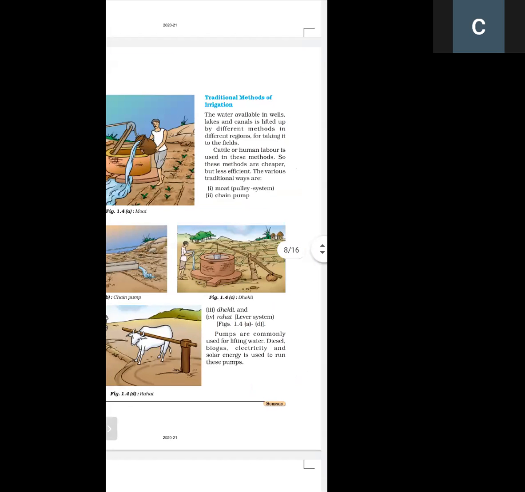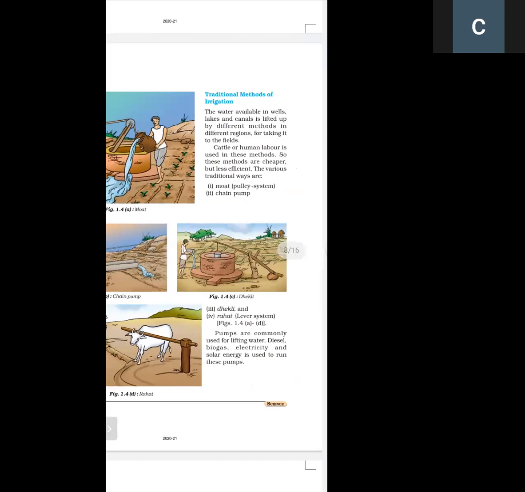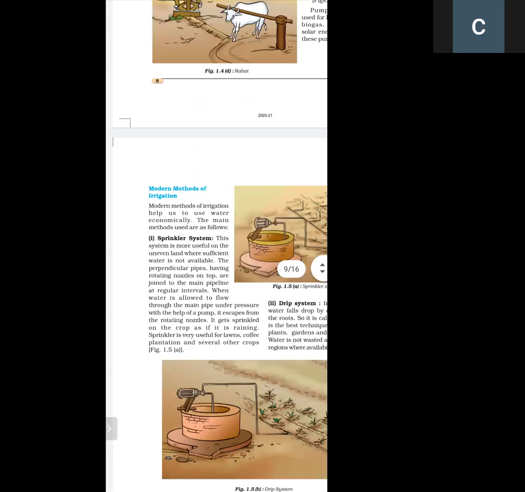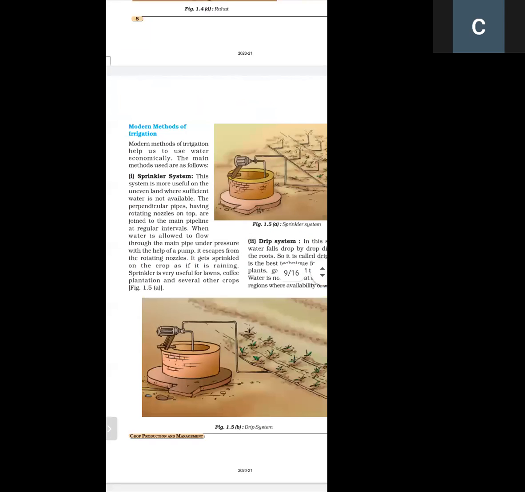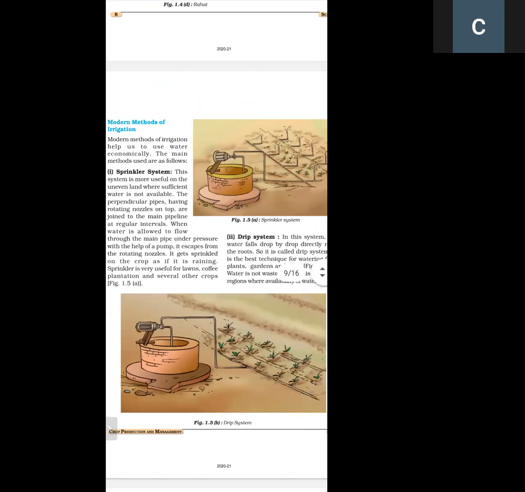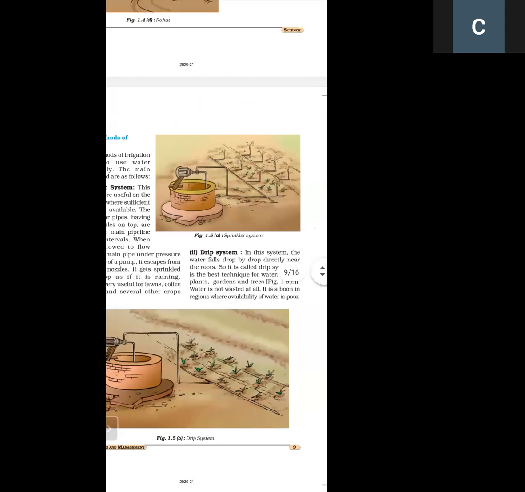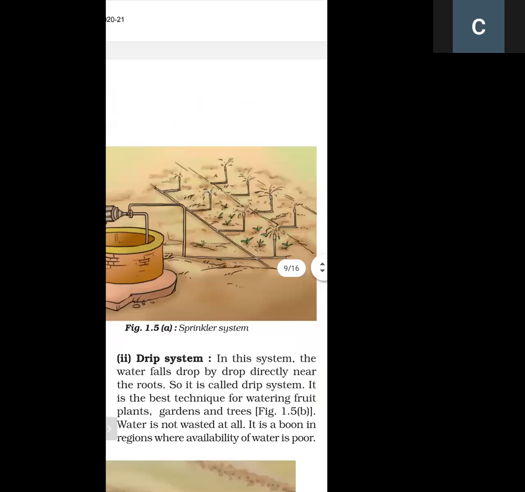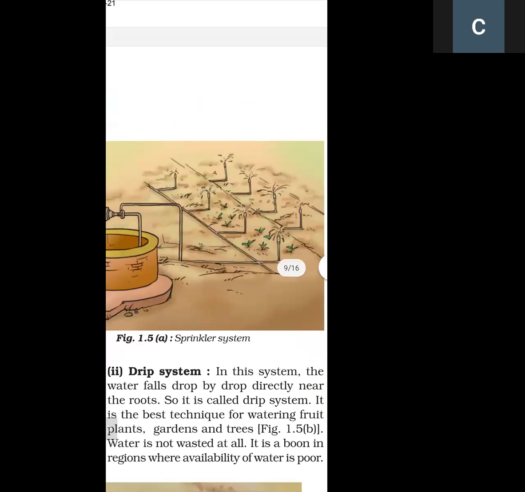And next is the modern method of irrigation. And these are also divided into two categories. First is the sprinkler system and second is the drip system. In the sprinkler system, we use perpendicular pipes, as shown in figure 1.5a. We use perpendicular pipes with a rotating nozzle.